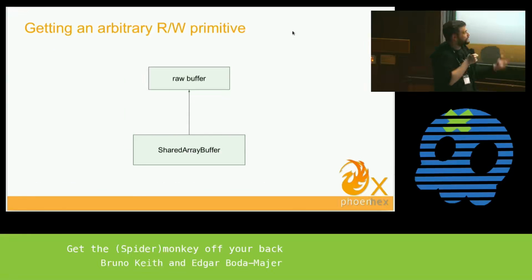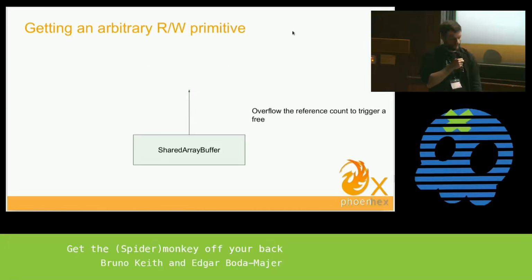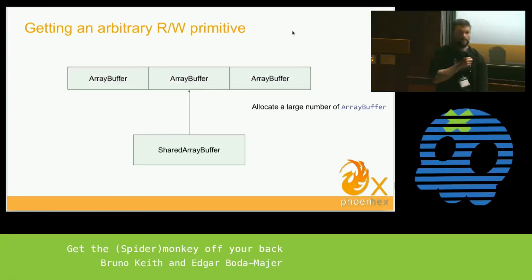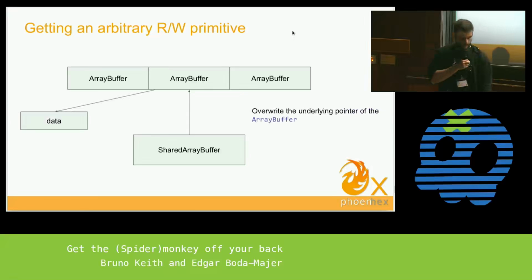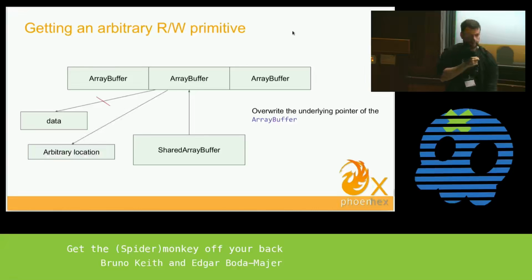So how it looks from a high level point of view. We have the shared array buffer, which points to the raw memory. We overflow the ref count and trigger a free. So now we still have a reference to freed memory. And we're going to allocate a large number of array buffers, large enough so that we're confident the memory is going to be reused at some point. And then we'll mark those array buffers, look for the value, and the array buffer is going to have a pointer to the data as we've seen before, and now we're able to modify that value to make it point to wherever we want. And then with that, we can read and write from the array buffer, so we can read and write from memory.